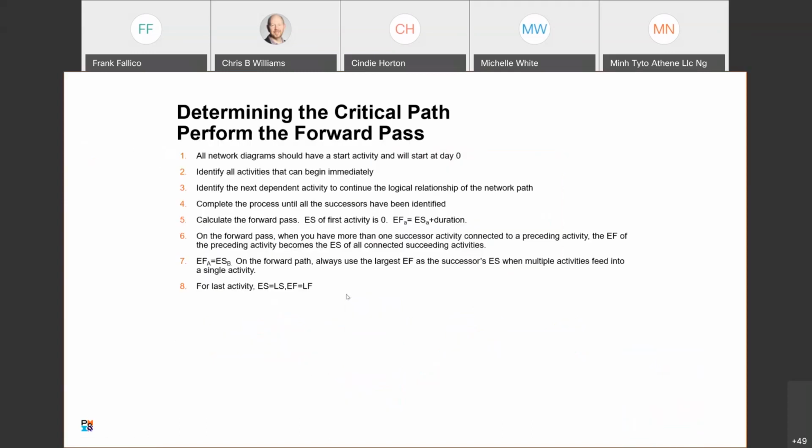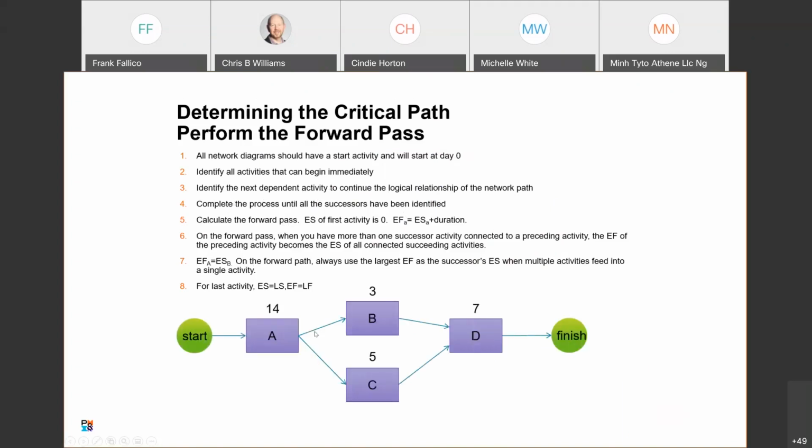All right. So determining the critical path, there are a number of steps, and we've already done a few of those. We've gotten our diagram organized in a flow going from left to right, and we've identified all the activities that can begin immediately. We've identified the next dependent activity, and we continued in the logical relationship in that network path until all the successors were identified. And now we can move on to where we start beginning the build.